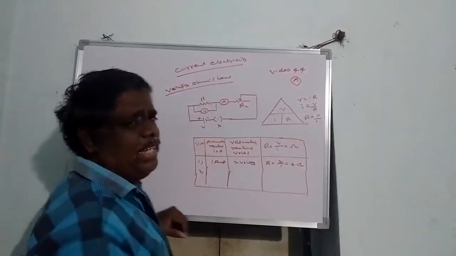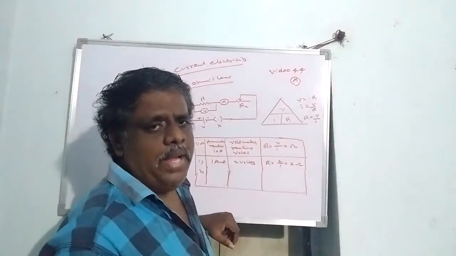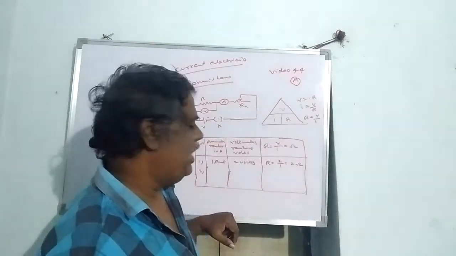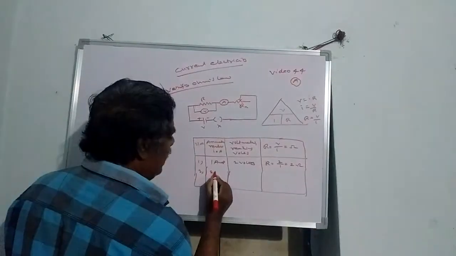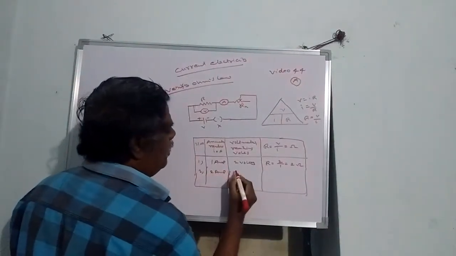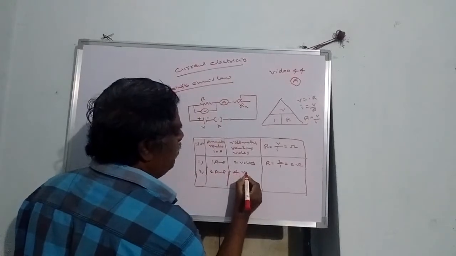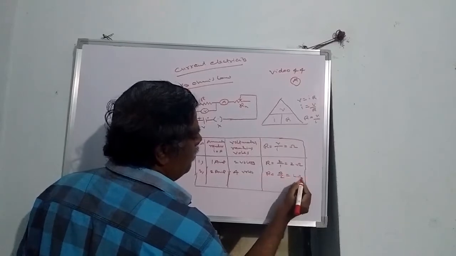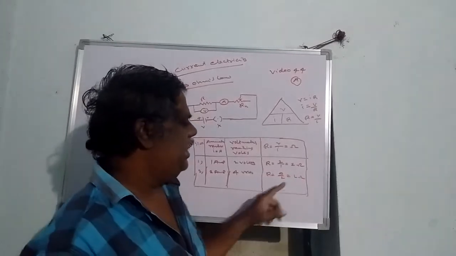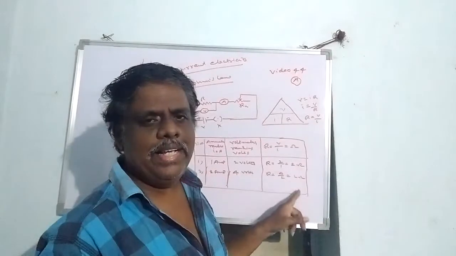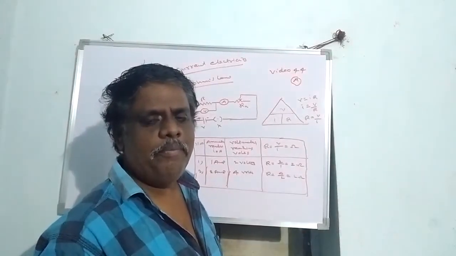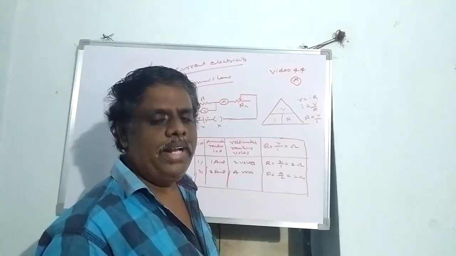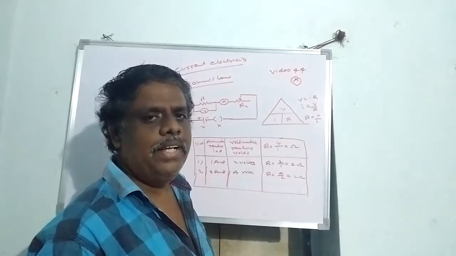Next, repeat the experiment by adjusting the rheostat. That means we can increase the current in the circuit. Let us say in the second case the current in the circuit is 2 amp. The corresponding voltmeter reading will be 4 volts. Then again R is equal to 4 by 2, that is 2 ohms. That means in each case the resistance R is equal. If you increase the current, the corresponding voltage also increases in the circuit.